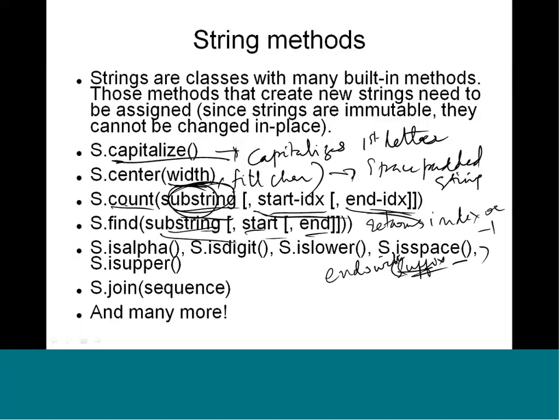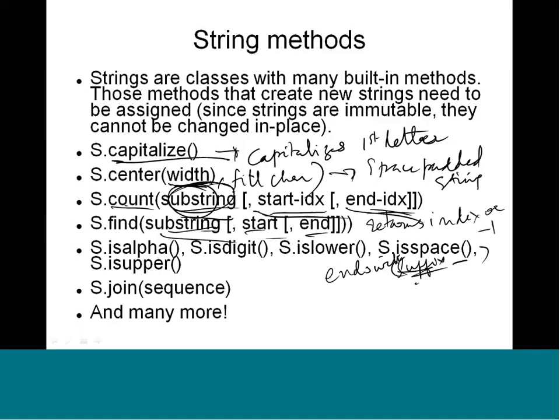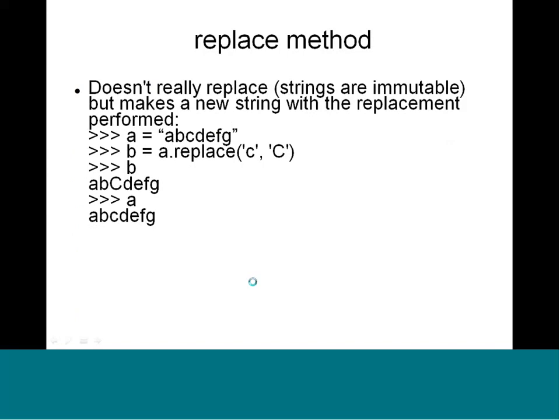And then we also have isnumeric, which is another one. And then the join is basically to take multiple sequences and join them. And there are others also.